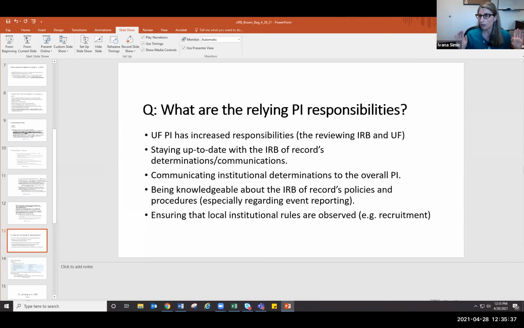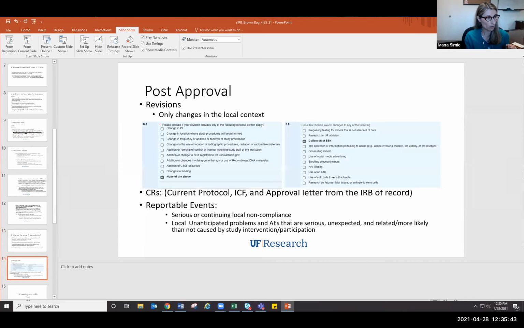Okay, now, let's shift gears and say, let's say a ceded study has been approved and can start at UF. What now? What are post-approval responsibilities? Well, what about revisions? Regulations state that all revisions, no matter how minor, have to be reviewed by an IRB. But of course, they have to be reviewed by a single IRB that has regulatory oversight of the study. The revisions that UF would care to see would only be the revisions that involve changes in the local context or some changes that require pinging an ancillary review or something that has to do with the local state laws.